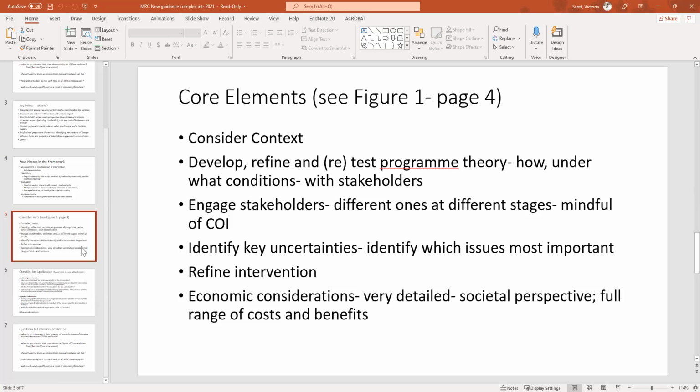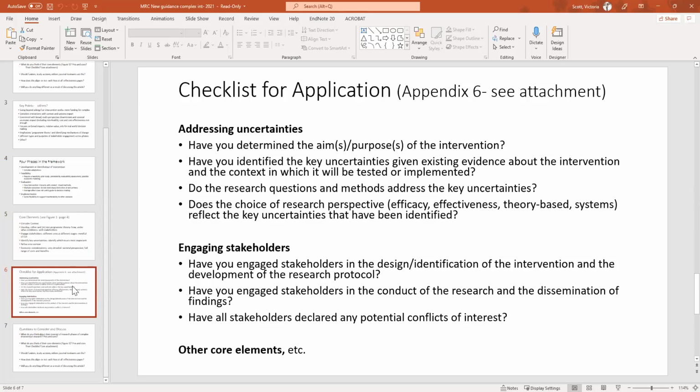So with that, I'm going to turn to the checklist and then we'll have open discussion. The next slide.